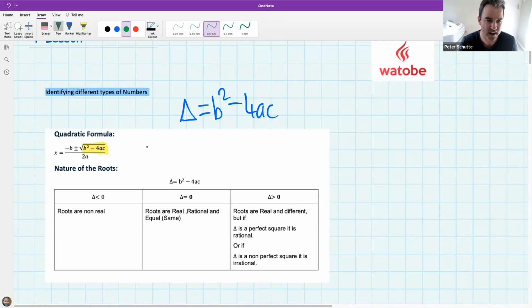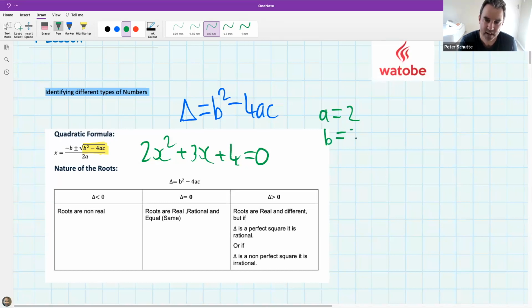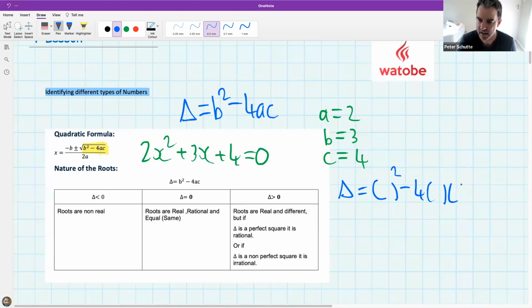So here would be a quadratic equation that I could make up, say 2x squared plus 3x plus 4 is 0. Then we would say a is 2, b is 3, and c is 4. And if I wanted to work out what delta was for this quadratic equation, we would simply go whatever b is squared minus 4 times a times c. Now I'm just going over this because this was in the last lesson. So we get 3 squared minus 4 times 2 times 4.